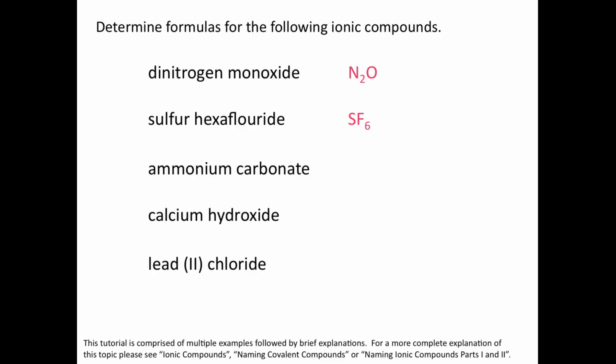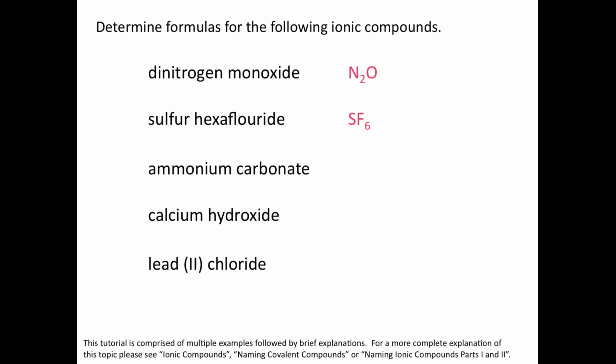Ammonium carbonate. This is one example where you have an ionic compound that doesn't actually have any metals in it. Remember, ammonium is one of the few positive polyatomic ions, and anytime you're putting 2 ions together, you have an ionic compound. So ammonium is NH4 with a charge of +1.